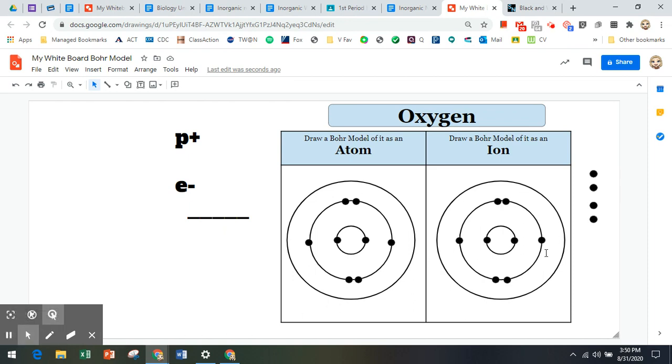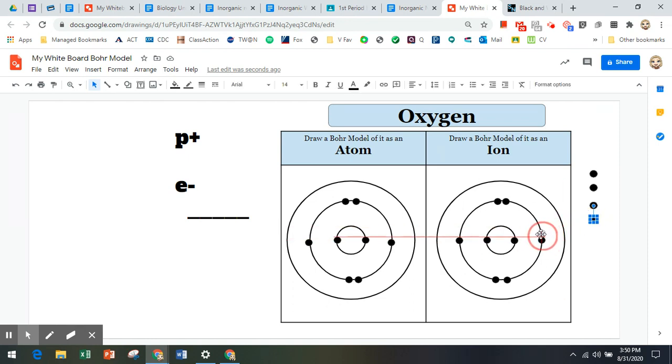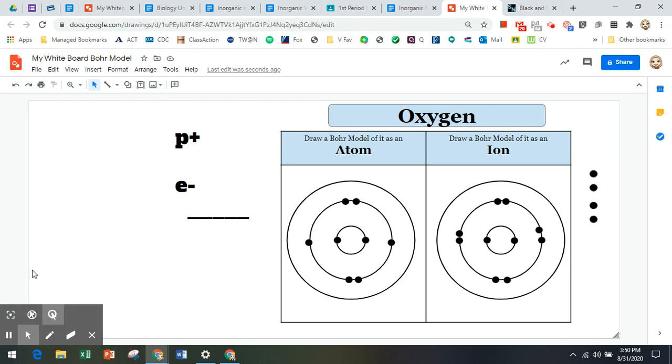So as you begin to fill it in, you'll want to remember that the first level holds 2. The second level can hold a total of 8, just like the noble gases have. But remember, oxygen as an atom only has 6, and it would need to gain 2 more electrons in its valence shell to get that stability that it's looking for, to get that octet, which happens to be the most stable arrangement of electrons. And so let's take a look at the numbers now.